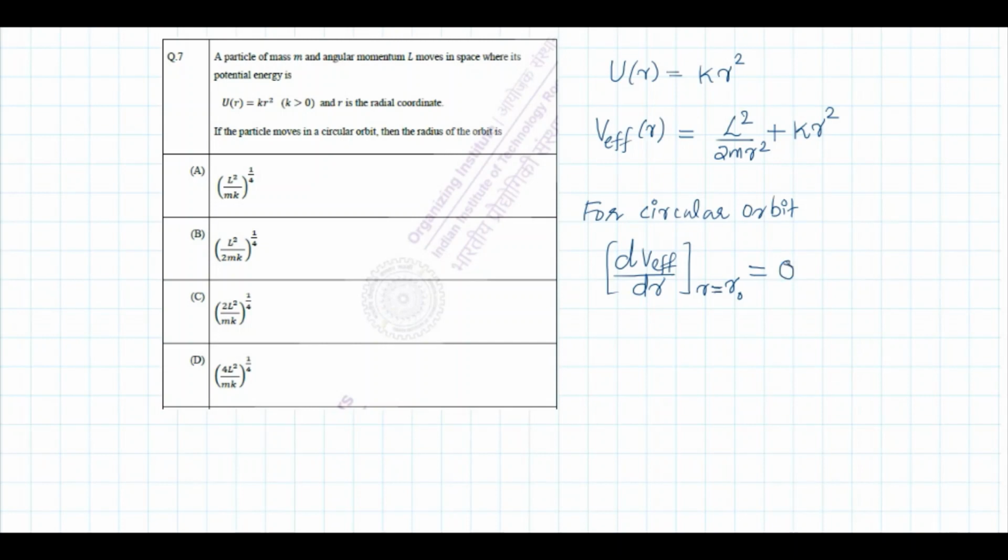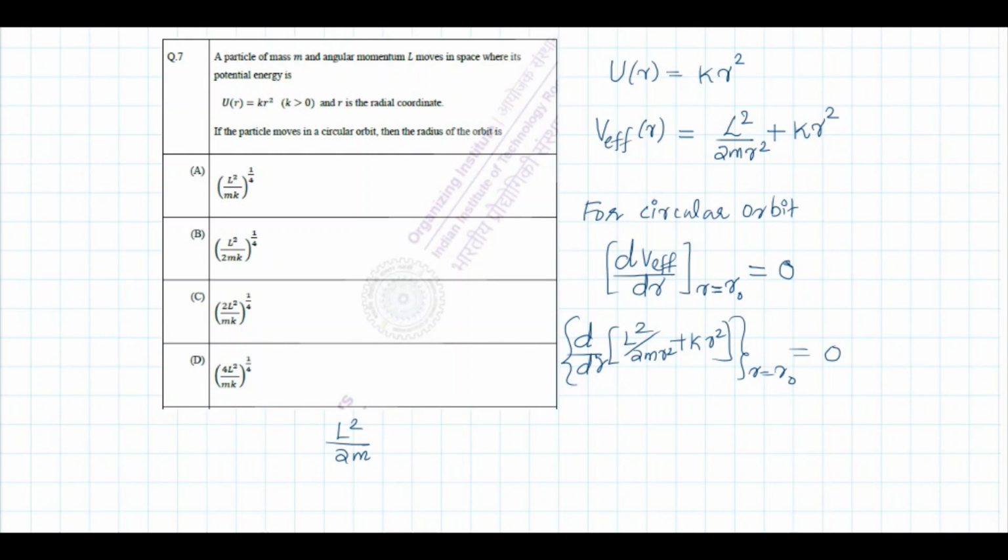That is, if we plot V effective versus r, there should be a minima or maxima for the existence of a circular orbit. That is the condition. So if I take the derivative of L square by 2m r square plus k r square and then put r equal to r naught, we should get 0. The first term L square by 2m is constant.